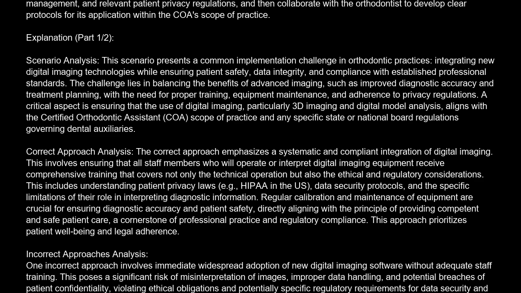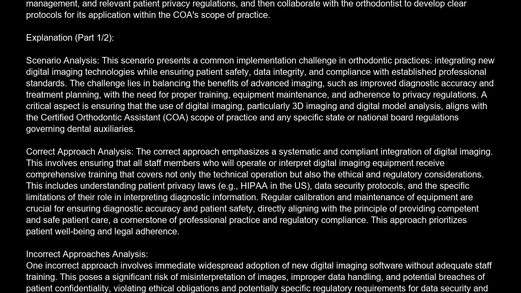This includes understanding patient privacy laws, e.g., HIPAA in the U.S., data security protocols, and the specific limitations of their role in interpreting diagnostic information. Regular calibration and maintenance of equipment are crucial for ensuring diagnostic accuracy and patient safety, directly aligning with the principle of providing competent and safe patient care, a cornerstone of professional practice and regulatory compliance. This approach prioritizes patient well-being and legal adherence.